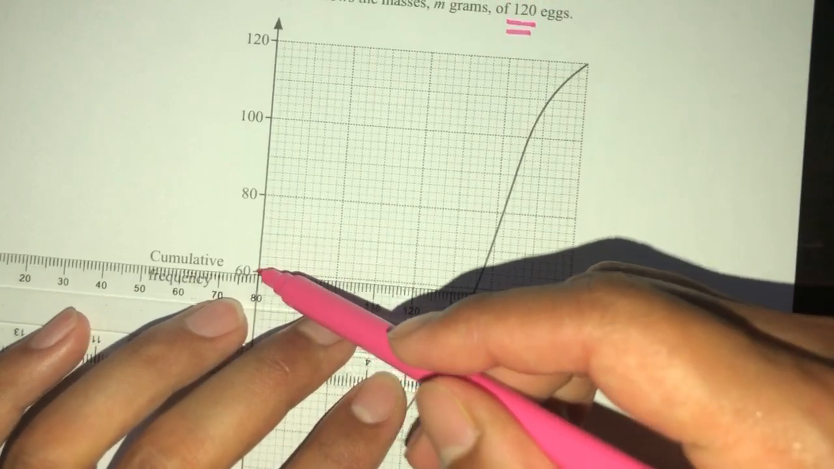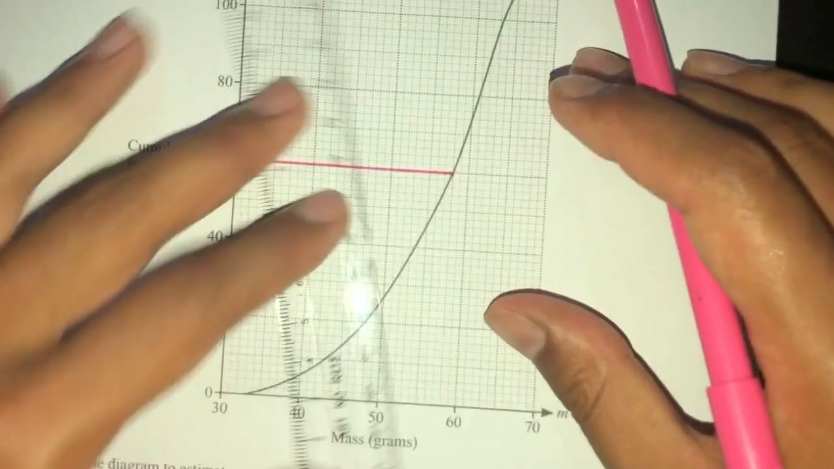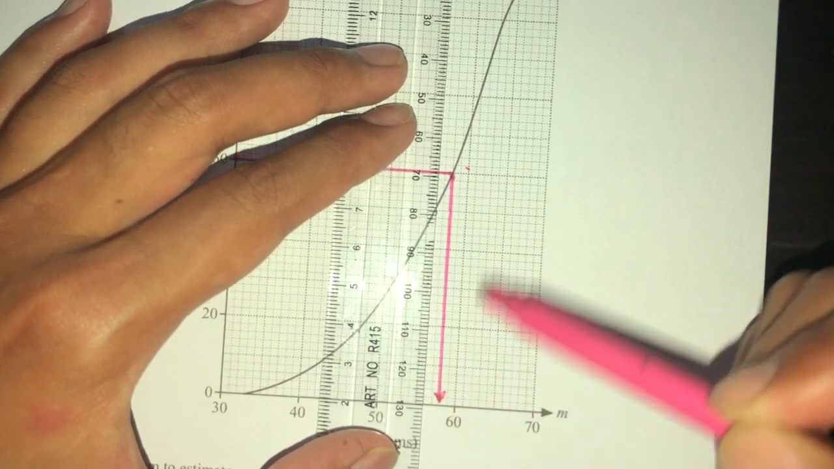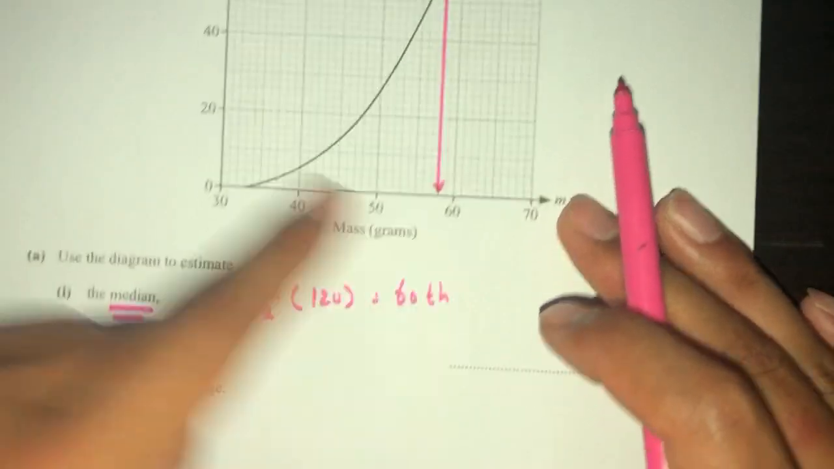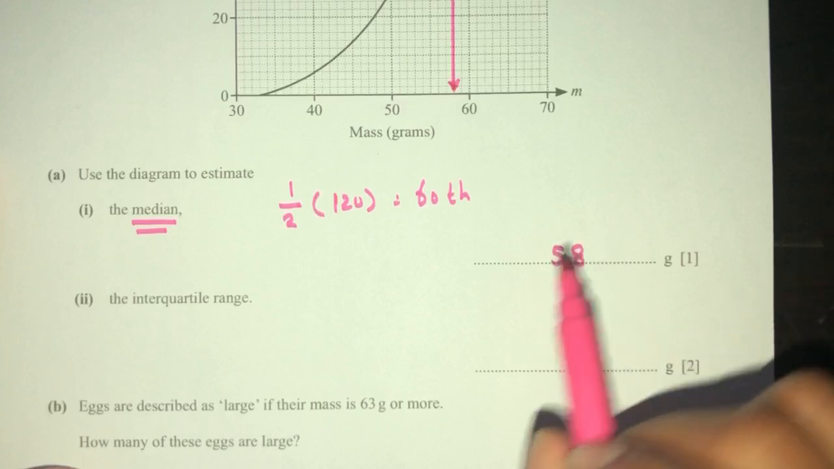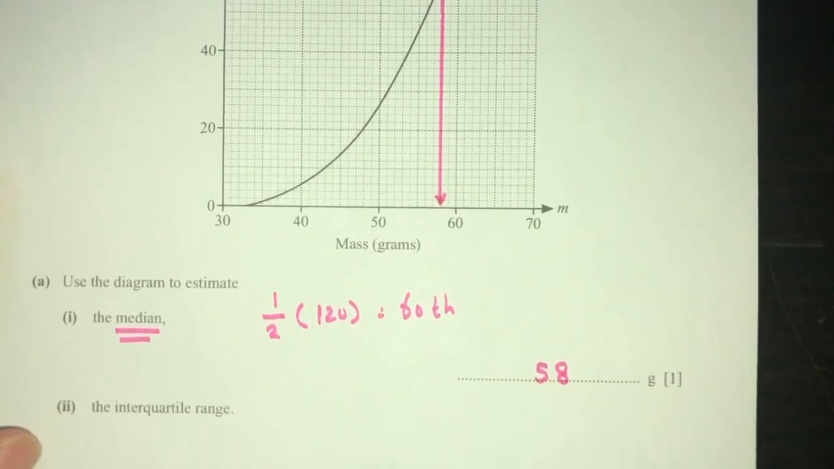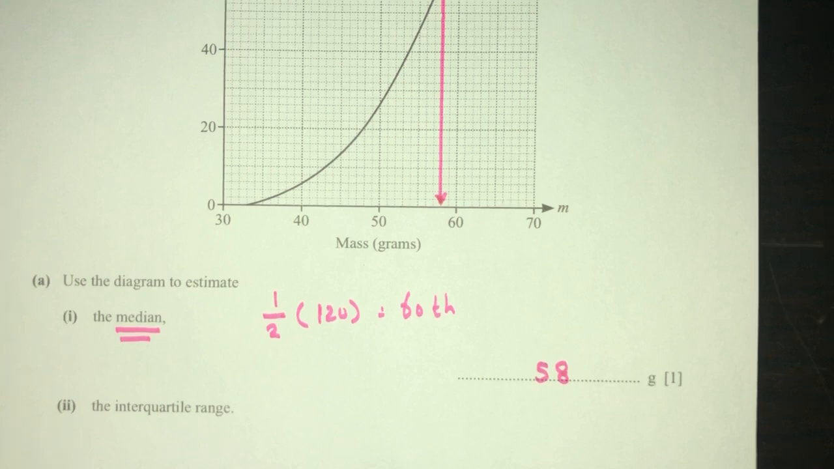So what value is that? Let's see. Of course you have to use a pencil so you can have an accurate answer from this graph. That should be about 58. So for me it shows to be 58 grams. You have to show the value here that you will put as your answer. For you it might be 57 or 59, it should be around that value.